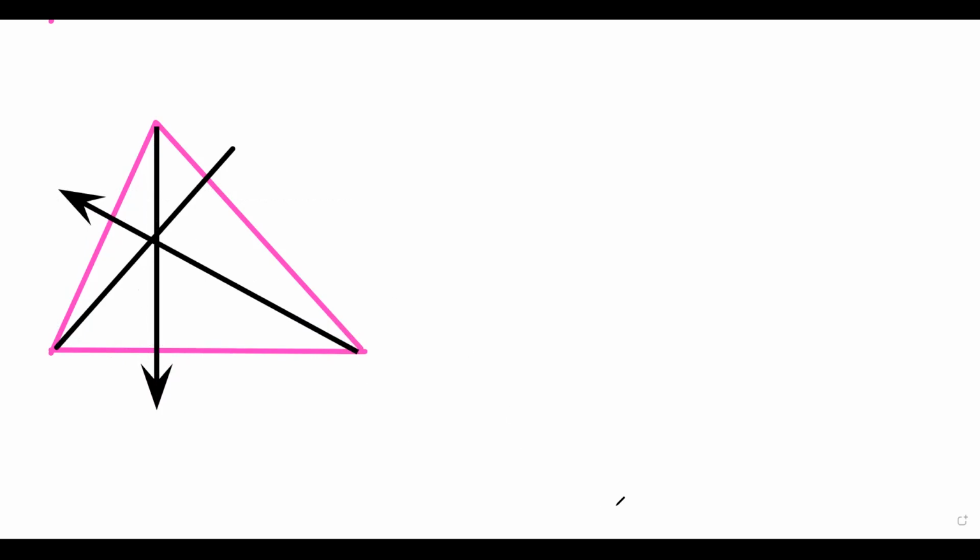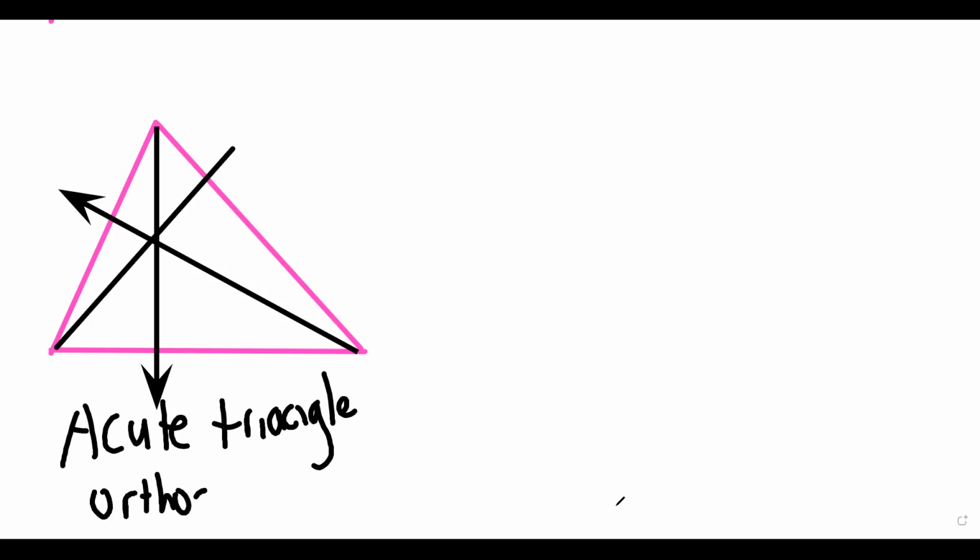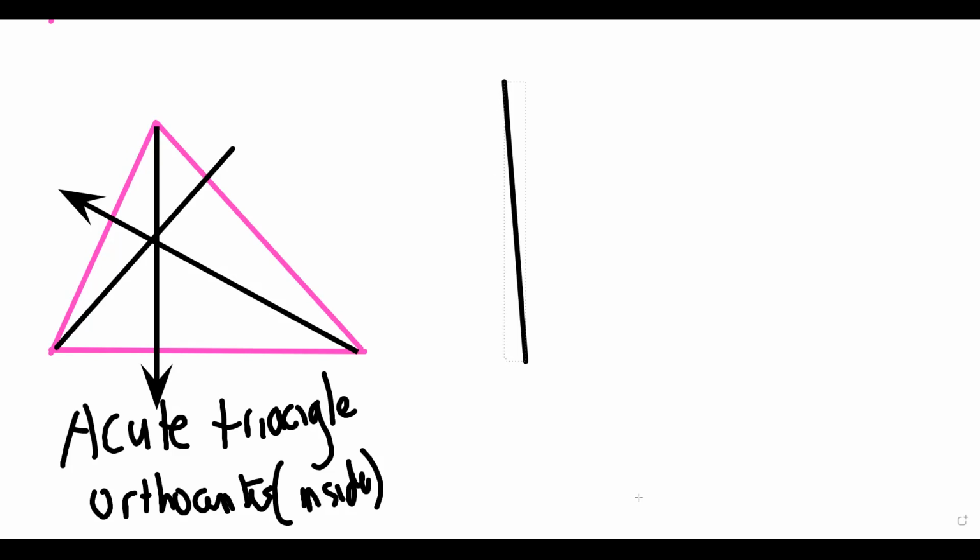And in the acute triangle, where will the orthocenter be? Is it in the triangle or outside the triangle? Inside. So this is an acute triangle, so its point, the orthocenter, is inside. Now, let's draw a right triangle.